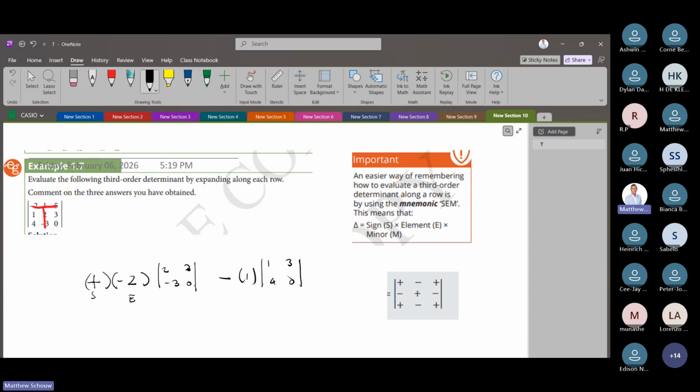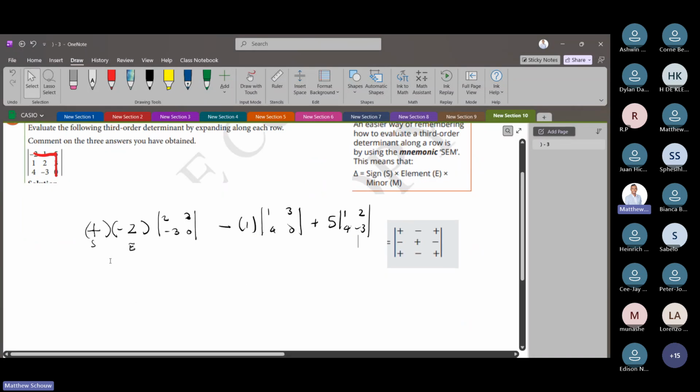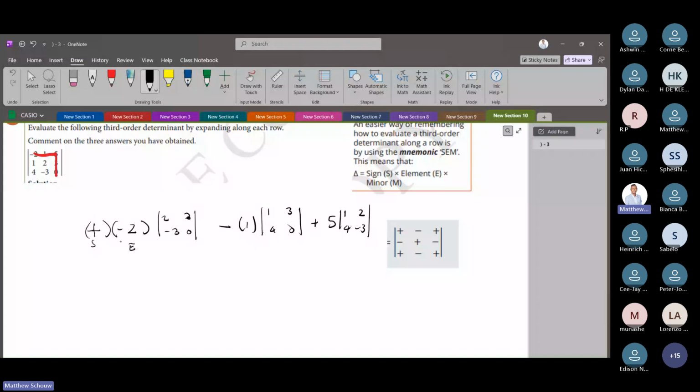You understand now. Then we go to the next element, and the next element is 5. So we have to eliminate that row and that column. However, the sign is plus, so we put a plus over there. That's going to be 5, and we find each respective minor: 1, 2, 4, and -3. As you can see, sign, element, minor, sign, element, minor, sign, element, minor. That's what we're doing as a third order determinant.